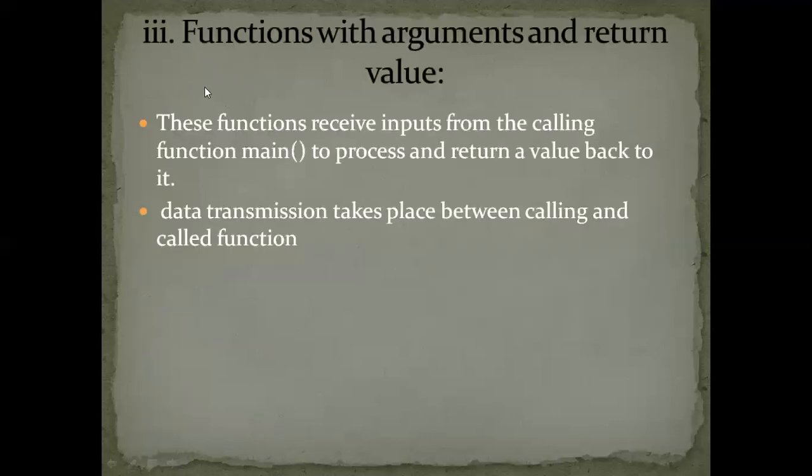The third category is functions with arguments and return a value. It means that the programmer is going to pass the parameters and it is going to return the value as well. So these functions receive inputs from the calling function main to process and return a value back to it. So data transmission takes place between the calling and called function. Why can I say that data transmission takes place? Because I am going to pass the parameters as well and it is going to return the value as well. That is why the data transmission takes place between the calling and called function.